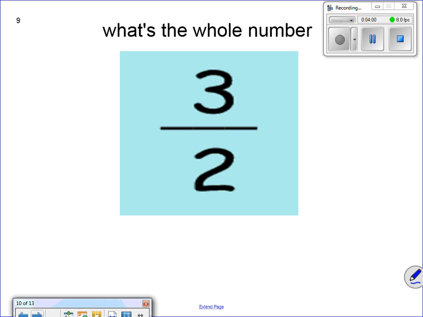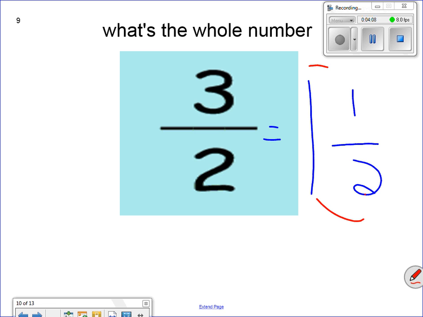How many 2's go into 3? Exactly 1. What's left over? Half. If I reverse it, take a look. I'm going to multiply, then I'm going to add. 2 times 1 is 2, plus 1 is 3. 3 over 2. Exactly where we started.